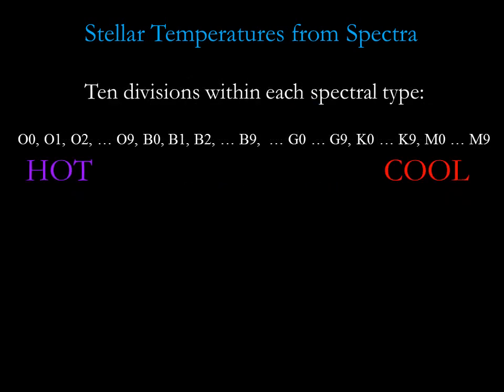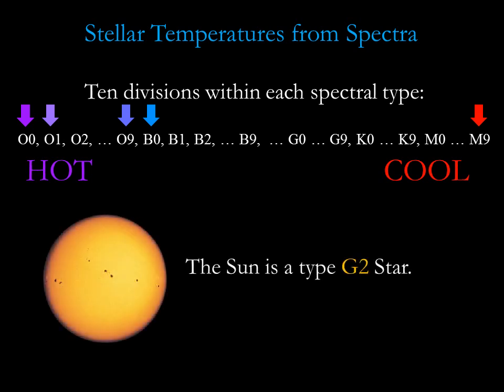Each spectral type is divided into 10 subcategories. A spectral type O0 star is hotter than an O1, which is hotter than an O9. The O9 star is hotter than the B0 star, and so on. The coolest on this scale is M9. Our sun is a type G2 star, hotter than a G3, but cooler than a G1.